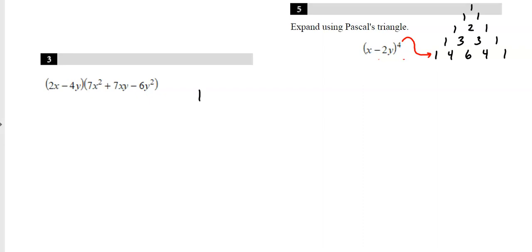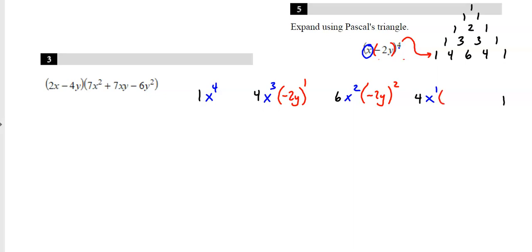So I know I'm going to have a 1, a 4, a 6, a 4, and a 1. And then how the game is played is you take the first piece of the expression and you start it to the fourth power, then you decrease it by 1 every single time: x squared, x to the first, and then there'll be none of them in the last piece. Then you take the next expression, negative 2y, and there's none in the first one, and then you start building that one up. So you go negative 2y to the first, negative 2y squared, negative 2y to the third, and negative 2y to the fourth.